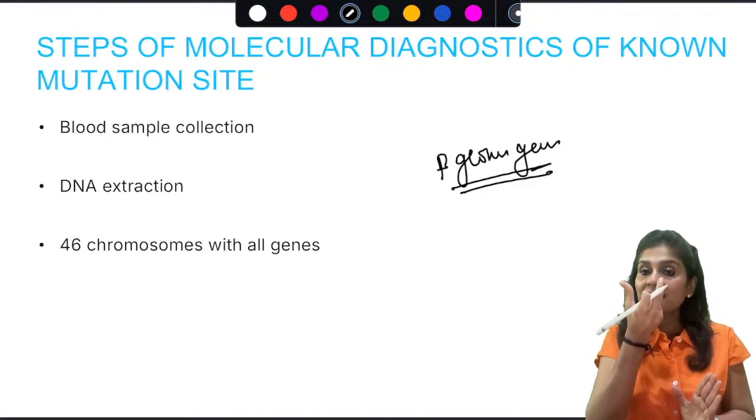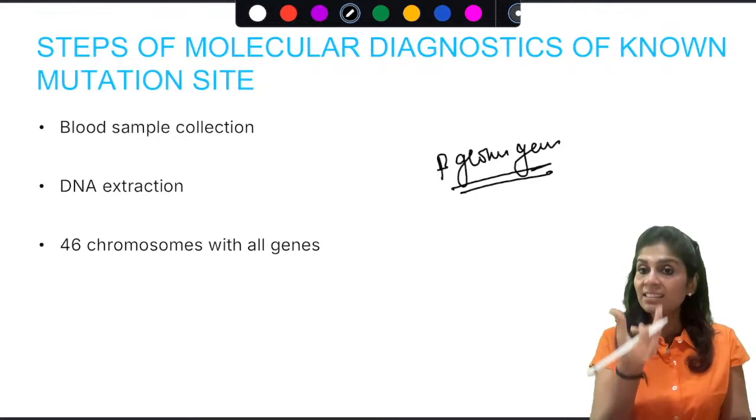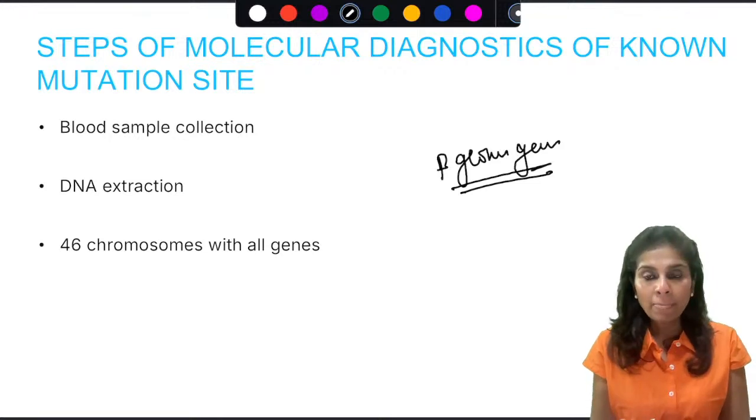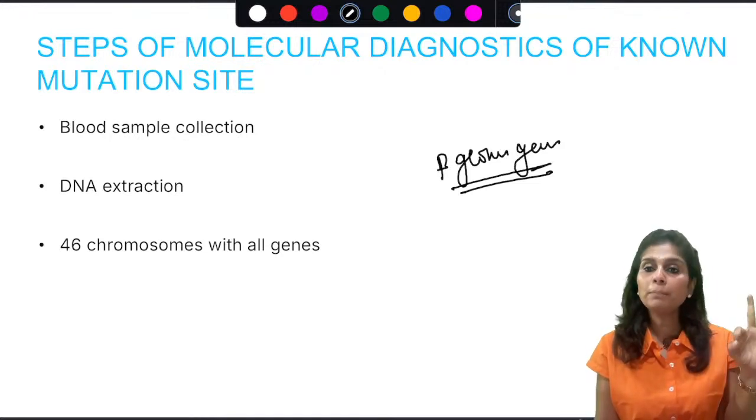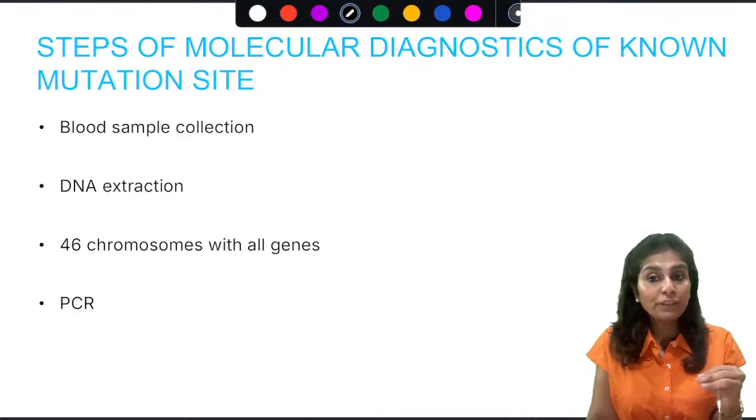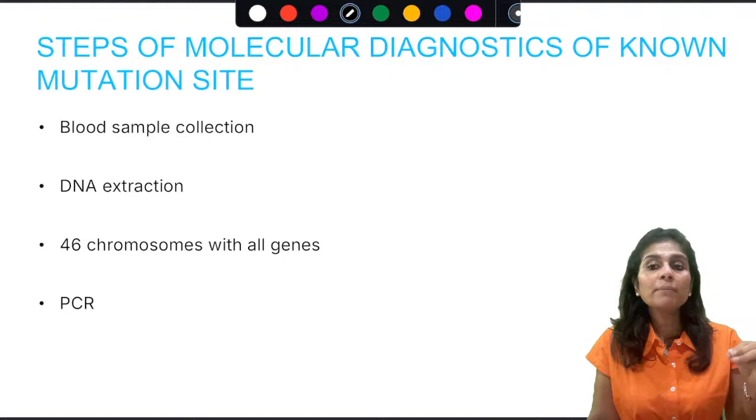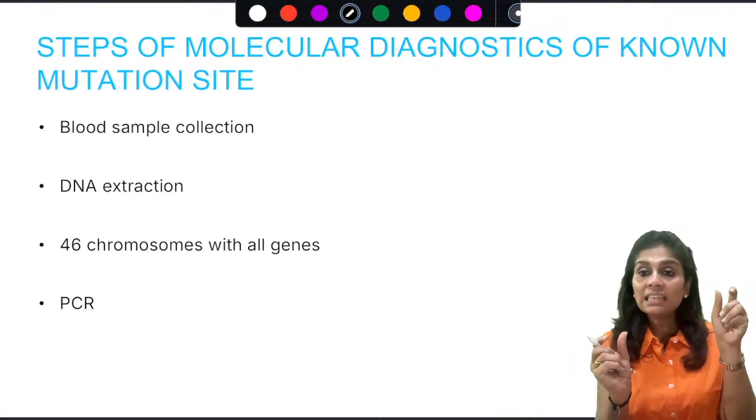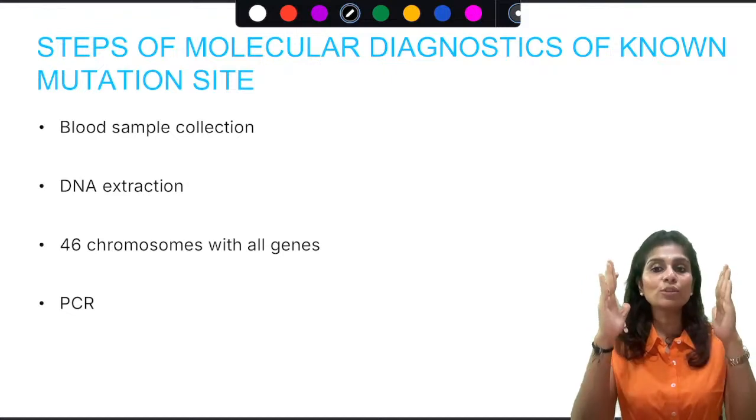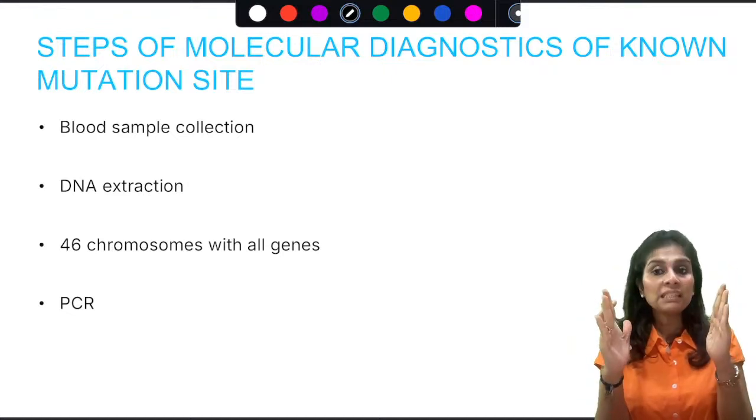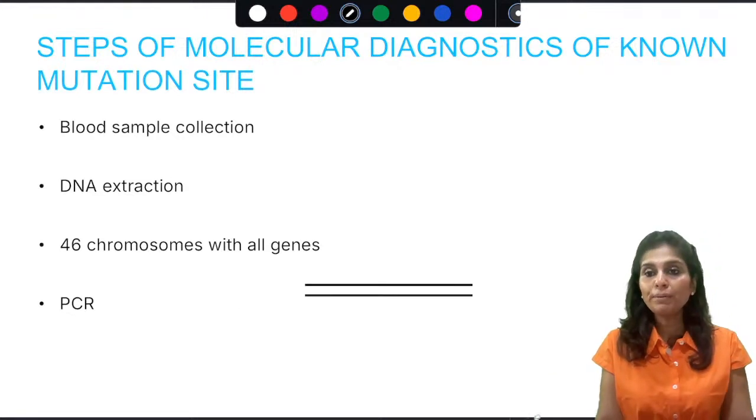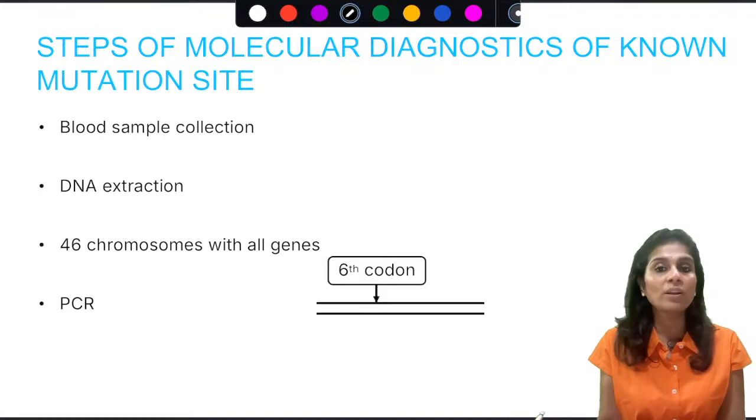So how will I get exactly what I want? I will get exactly what I want by subjecting the DNA that I have extracted to PCR. So after DNA extraction, step number 3 is subjecting it to polymerase chain reaction, wherein I choose specific primers in such a way that these primers are complementary only to the flanking sequences of a fragment of the beta globin gene, which includes the 6th codon, right? Following PCR, I get a PCR product. What is this PCR product? It's a fragment of the beta globin gene which includes the 6th codon.